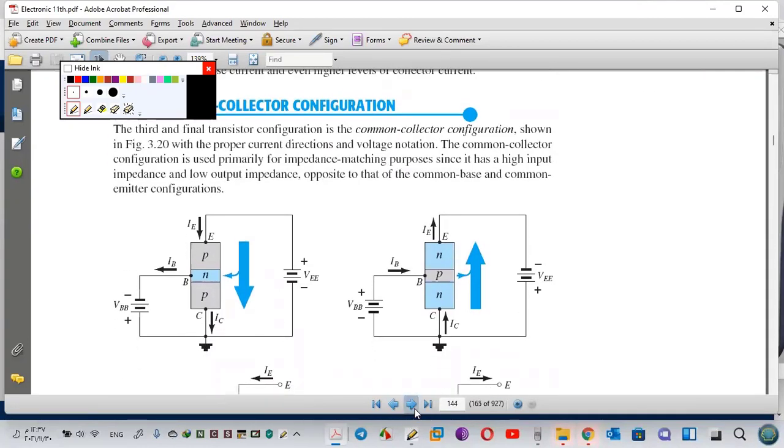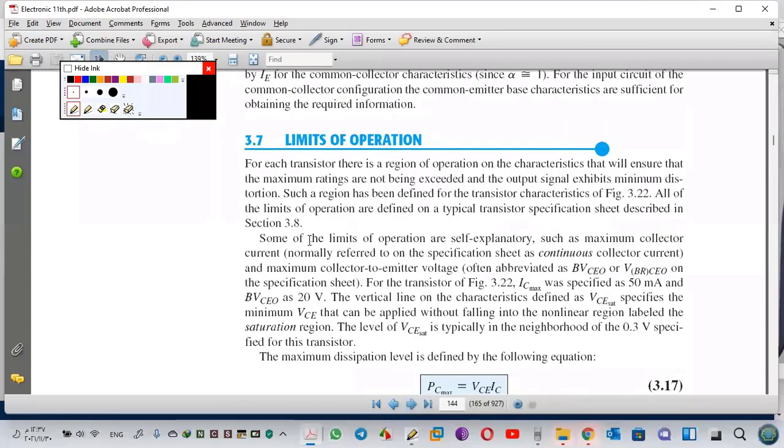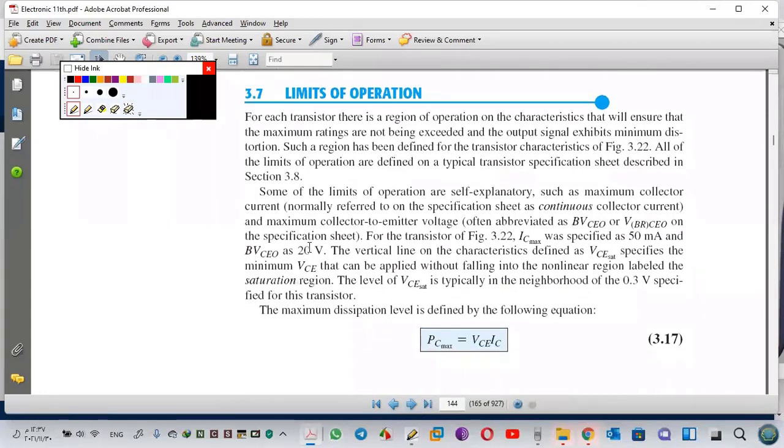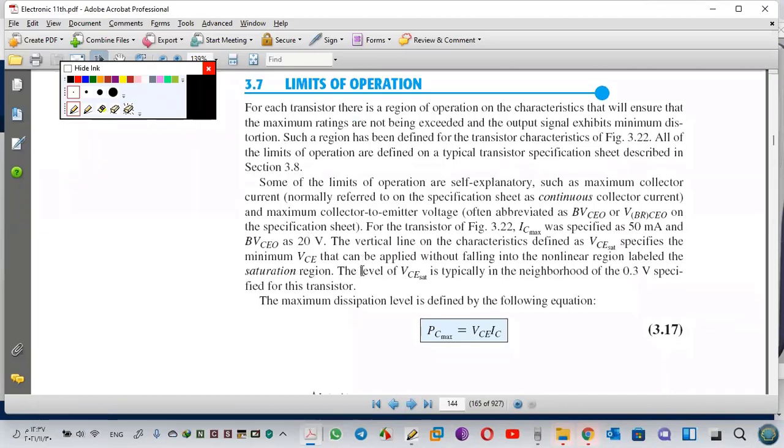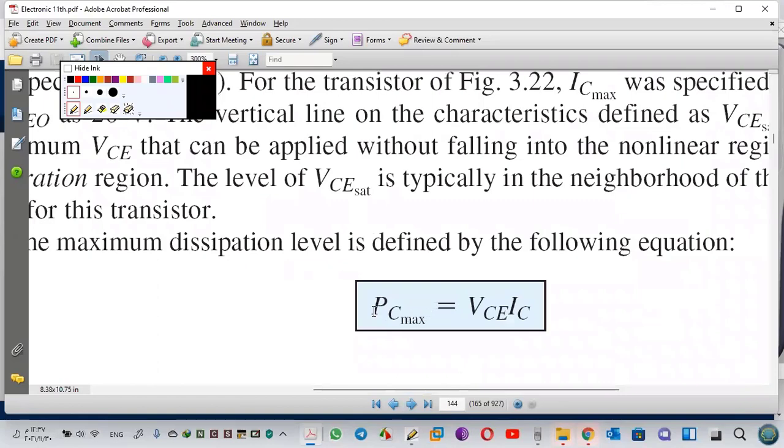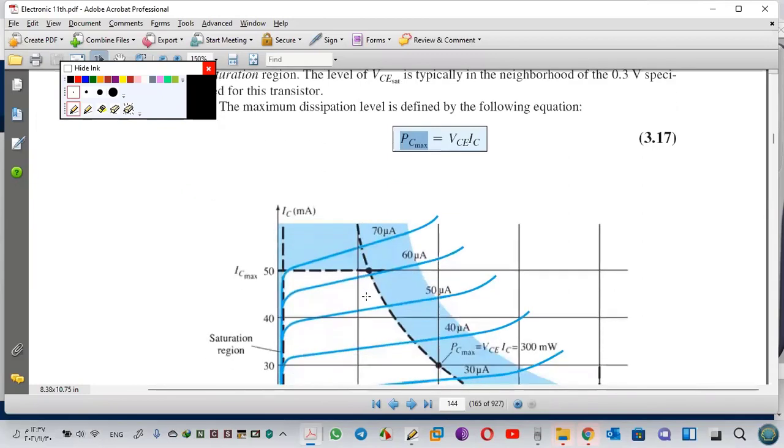Common collector. Limit of operation. If you want to use a transistor in your operation, you shouldn't use this transistor at more than some volt. And this is called VCE maximum. How can we calculate this one? You have to multiply VCE with IC, and the maximum they will give you in the data sheet for the transistor. So if you multiply IC with VCE, you shouldn't increase over the maximum or your transistor will be damaged. This is again something like this. See this one.